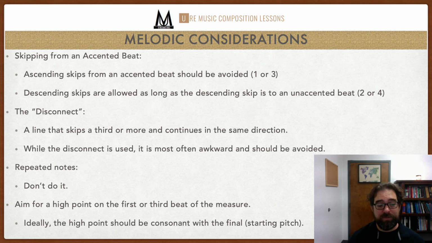So if you want a high point, it should be on the first or third beat of the measure, ideally the first. We don't want a high point on the second beat, so just keep that in mind. We want to put that high point in a prominent place, so on the first beat or the third beat. And ideally, the high point should be consonant with the final, which, remember, is the starting pitch of the mode. So it should be consonant with a C in Dorian, or a C in Ionian, or a D in Dorian, or an E in Phrygian, or an F in Lydian. Okay, so we want to keep our high point consonant, but it's not a strict requirement anymore because we're moving so quickly.